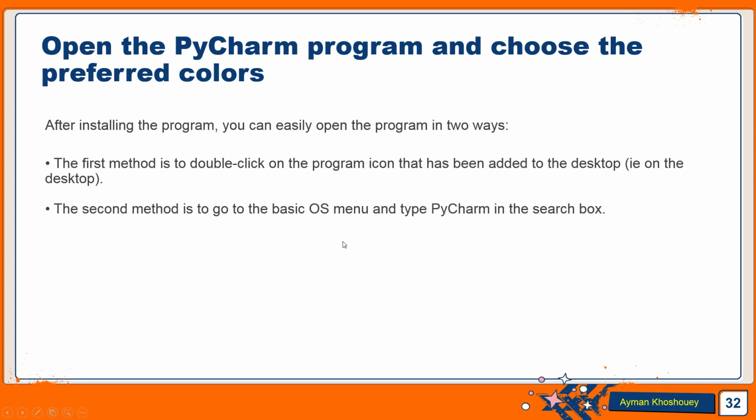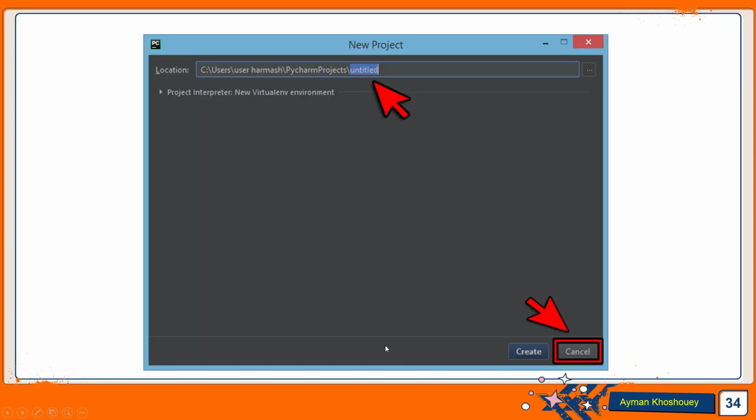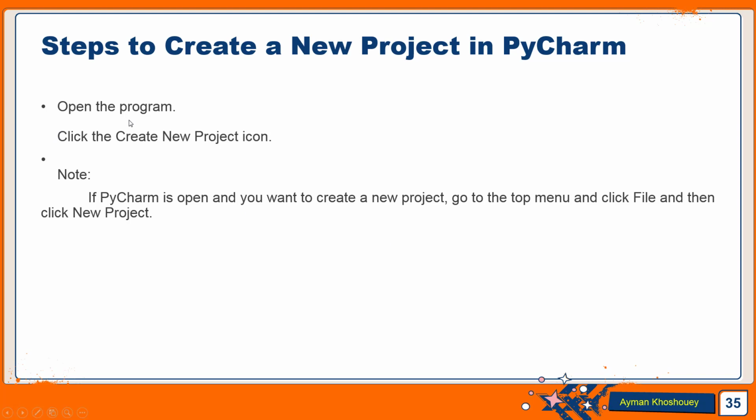Open the PyCharm program and choose the preferred color you want. If you want the Dracula view, you can use these dark colors. If you want the light view, you can use this. Or you can skip, remaining with the default. Then this is the first application you want to build. Open the program.